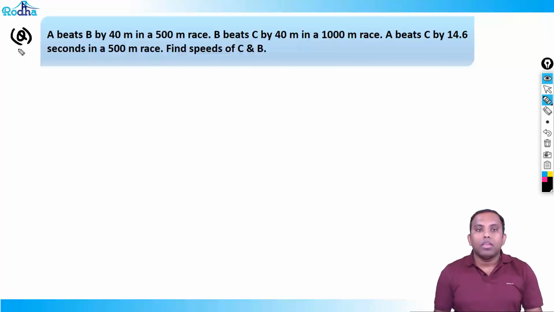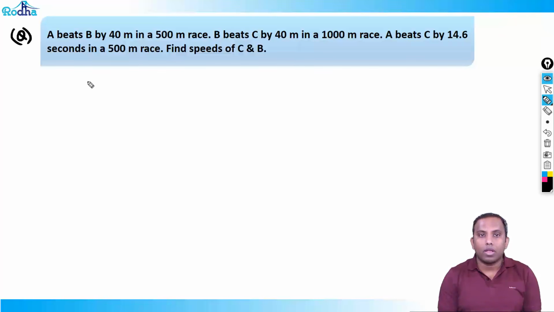Now see, A beats B by 40 meter in a 500 meter race. That basically means when A is covering 500, B is covering 460 in the same time. Because in a race, usually if nothing extra is given, all the people start at the same time, right? So when A completes 500, B completes 460. B is 40 meter behind A.